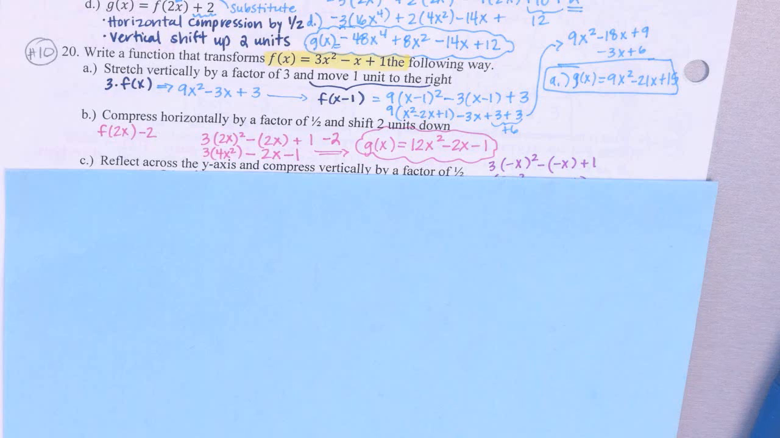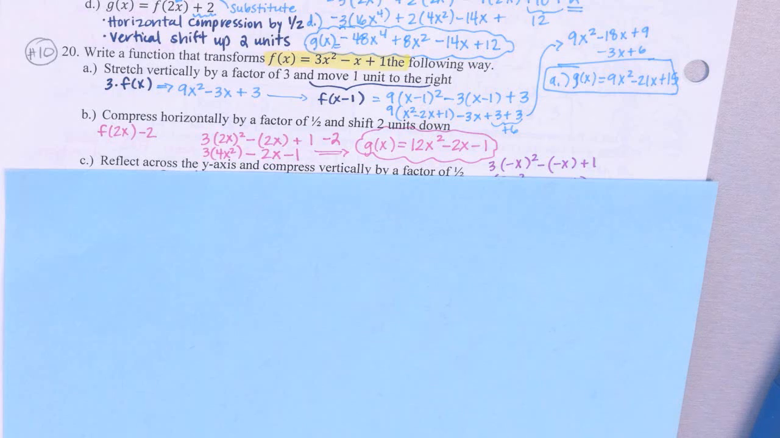So this is the last page. Number 10, again, is from 3.8. You have to stretch it vertically by a factor of 3 and then move 1 unit to the right. So 3 times f of x means you are just distributing the 3. That's what I did first.